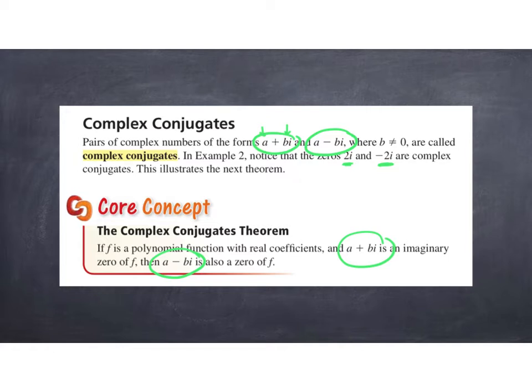So this works for imaginary numbers. If we have the positive imaginary number, we need the negative. Also, if we have square roots, if we have the positive square root, we need the negative as well. So anytime we see an imaginary, we need its conjugate. Anytime we see the square root, we need its conjugate.